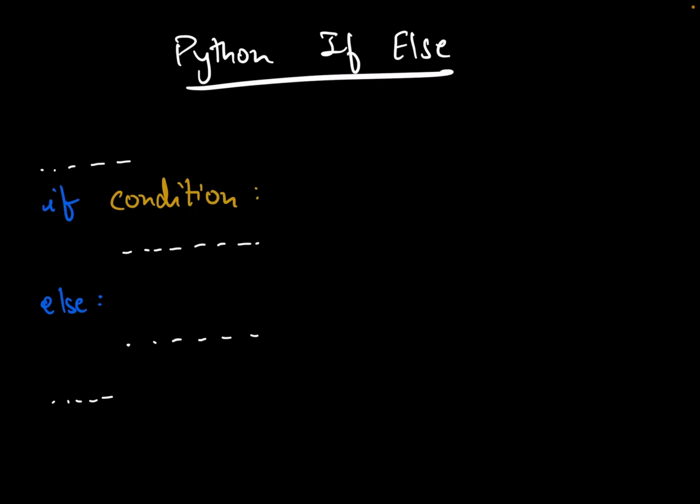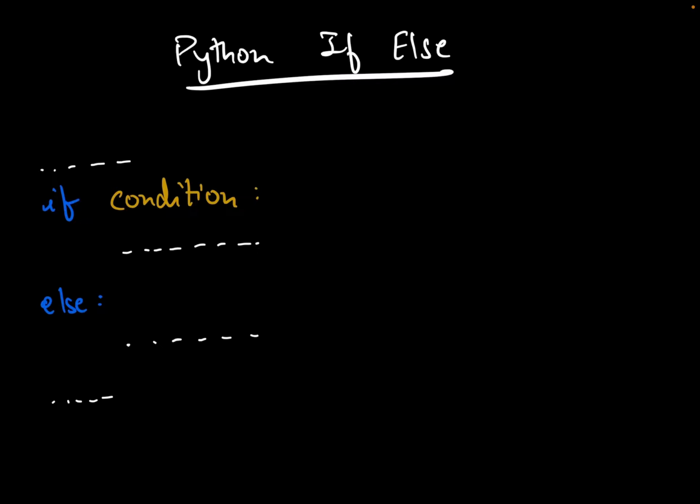After this indented block of code, we write else and then a colon, and then we write another indented block of code. Okay, so the way it works is that if this condition is true, then the first indented block of code will be executed. But if this condition is false, then the program will move into the else part of the code, and the indented block after else is written will be executed.